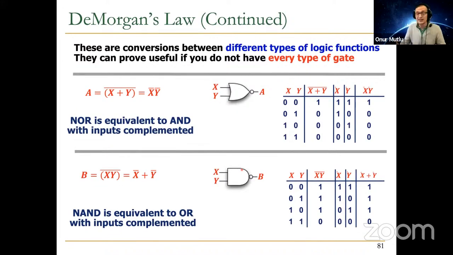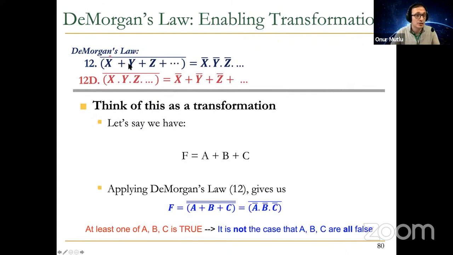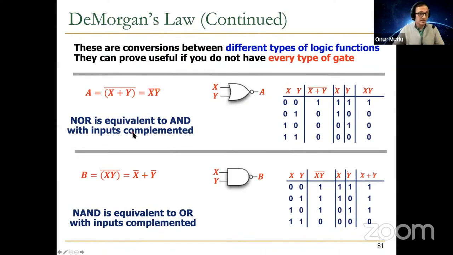So why is this interesting? This is interesting because now you can convert an OR gate to an AND gate, right, over here, which is interesting. Or you can invert an AND gate to an OR gate over here, right? Okay, let's take a look at this. This depends on basically, for example, if you don't have every type of gate in your library, you do these conversions. Or if some gate is faster than some other gate, you do these conversions so that you can use the faster gate, right? Okay, so these conversions between different types of logic functions can prove useful if you don't have every other gate or you have some gate faster.